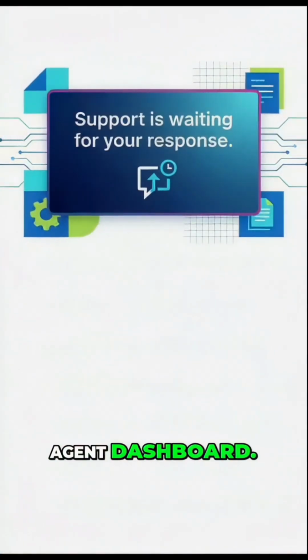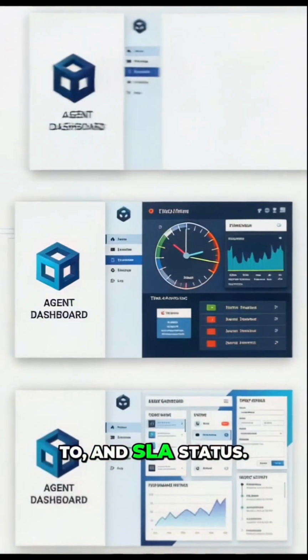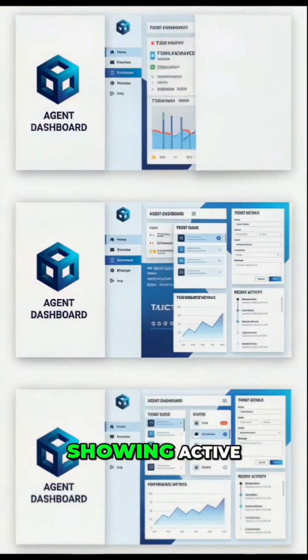Now build the agent dashboard. Add filters for status, priority, category, assigned to, and SLA status. Add a gallery or data table showing active tickets.